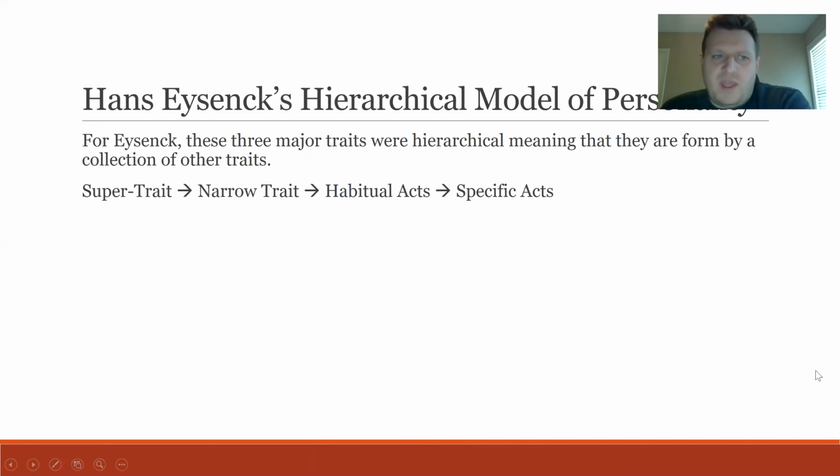One cool thing about Hans Eysenck's theory is that it is hierarchical in nature. He goes from specific instances of behavior to these general personality traits. All right, so let me give you one example. Suppose, if you would, that you're the kind of person that routinely gives people high fives. Or you give one person a high five today, okay? That's a specific action. You give one person a high five. But if you're the kind of person that constantly high fives people, this is a habitual act.